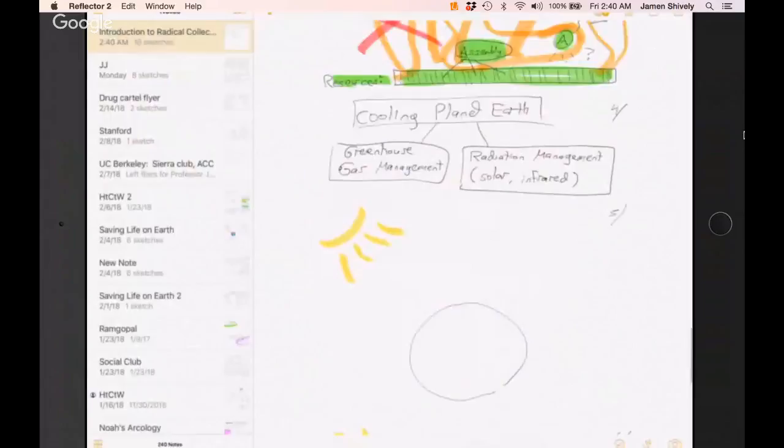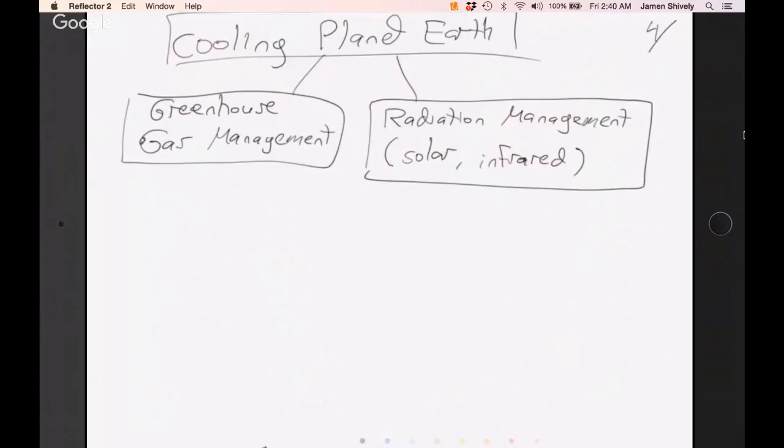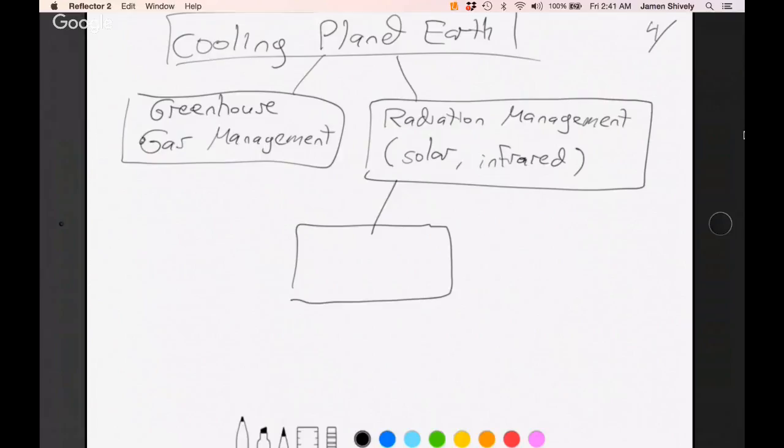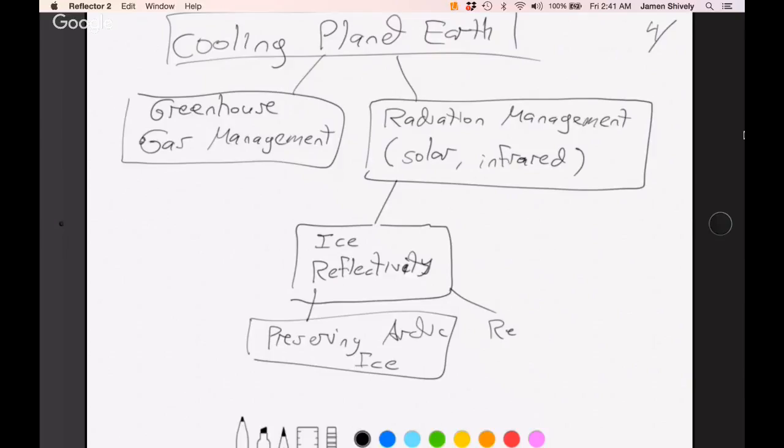So, how are we going to refreeze the Arctic ice? The first thing I want to point out is that the melting of Arctic ice is a subset of radiation management, because everything I just talked about was all about radiation, reflecting it back into space, namely. So part of the radiation management strategy has to be ice reflectivity, and specifically preserving Arctic ice. Preserving it, and in addition to preserving what's there, we need to refreeze what's been lost, right? Refreeze lost Arctic ice so that we actually reverse the trend of melting of Arctic ice. So these are all different ways and subways and sub-subways of cooling the planet.